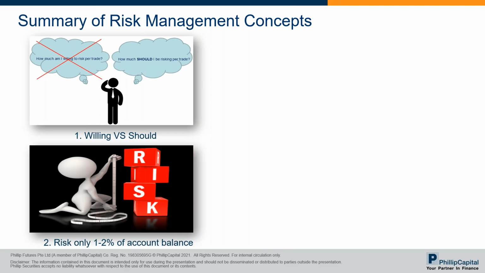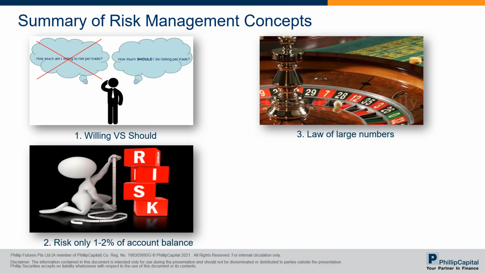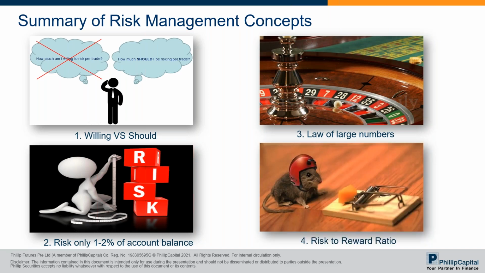Measuring risk, so you should only risk 1 to 2% of your account balance. Remember the principles of the law of large numbers. And last but not least, your risk to reward ratio. If you have this in mind each time that you place on a trade, you would have grasped a very good concept of risk management.